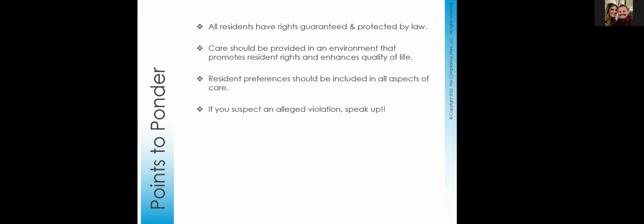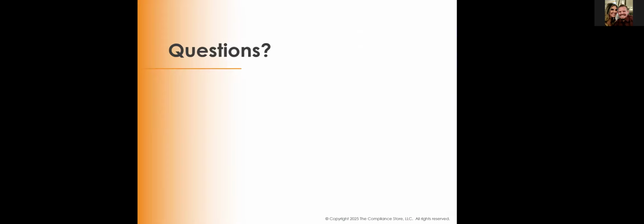So, a couple of things to remember. All residents have rights guaranteed and protected by law. Care should be provided in an environment that promotes resident rights and enhances quality of life. Resident preferences should be included in all aspects of care, in the care plan. If you suspect an alleged violation, speak up. We are very receptive to these things, okay?